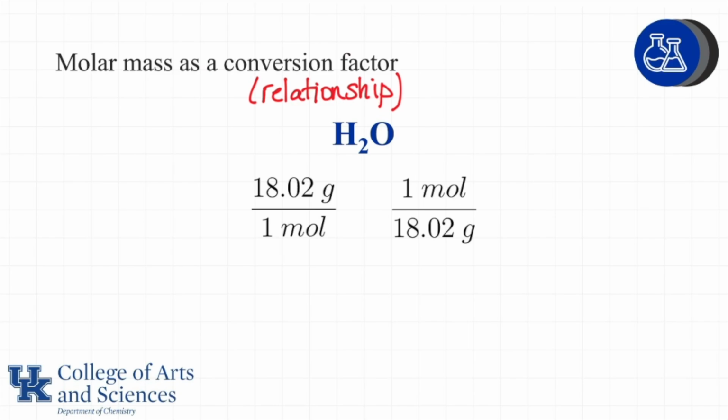Unlike some relationships where they're fixed, 12 inches equals 1 foot, that's always true, we see that the molar mass is a conversion factor or relationship that changes depending on the substance. For example, water is 18.02 grams per 1 mole. And just like with Avogadro's number, we can invert that depending on what unit we need on the bottom and what unit we need on the top. But notice that the number 18.02 always stays with the grams because it's 18.02 grams in 1 mole.